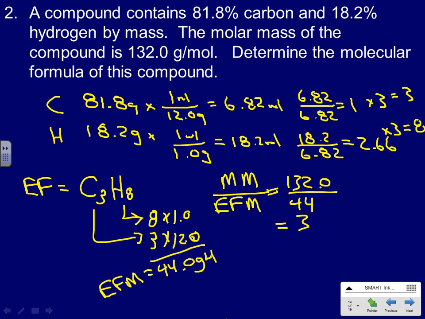3. Therefore, the molecular formula is, take all of our subscripts in the empirical formula and triple them. What is that? C9? C9H24? 24? 24. That's how you determine a molecular formula from an empirical formula. Last little step that goes on it.